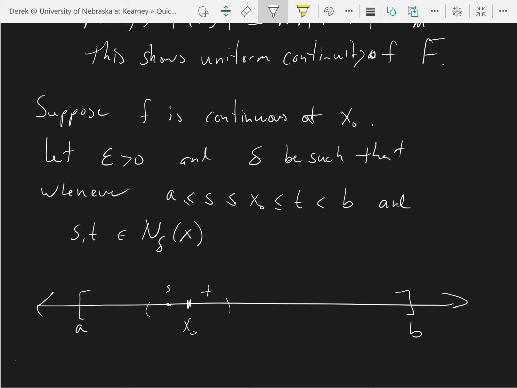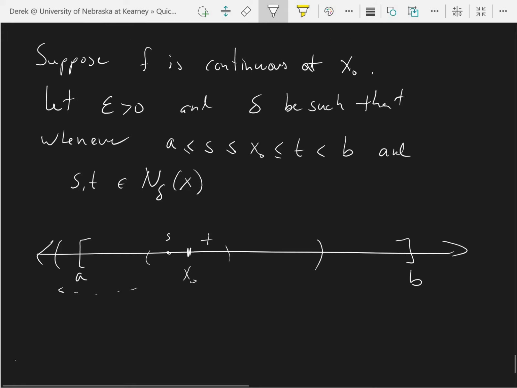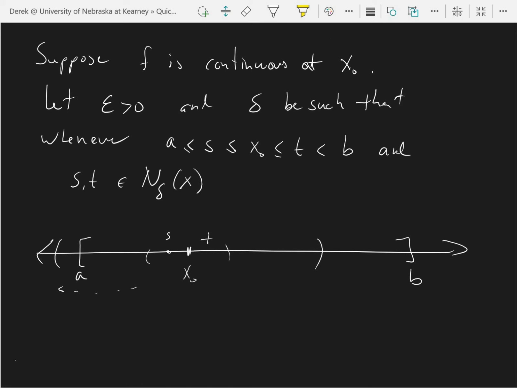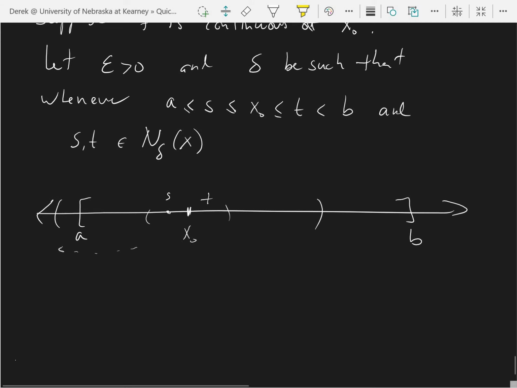The delta could be big enough to send me outside of a. Say maybe my delta was like this. I still want s and t to be inside the closed interval, so I want to restrict where s and t are. They have to be between a and b, and they have to be close to x naught. That's what these two statements say. I also want s on the left hand side or equal to x naught, and t on the right hand side. Okay.